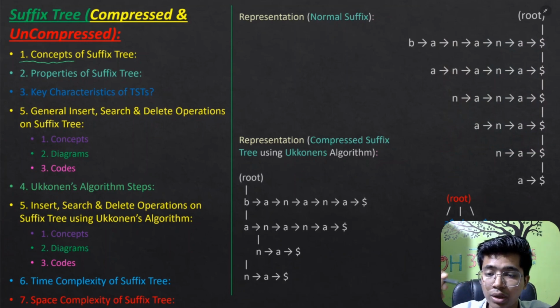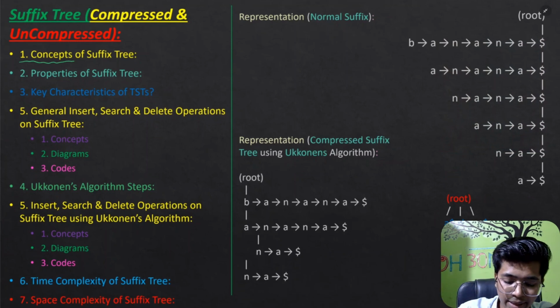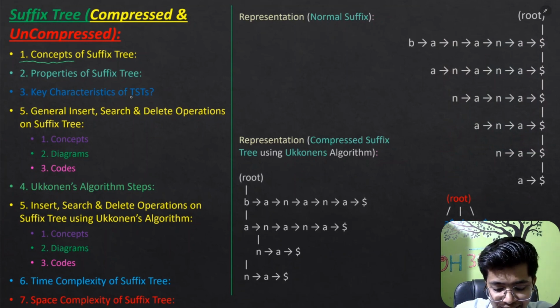Why do we actually require the suffix tree over the prefix trie, compressed prefix trie or TSTs? We will know that reason. Second, the key characteristics of, it's not TSTs, it's suffix tree, typing mistake. Now the general insert, search and delete operations on suffix tree.